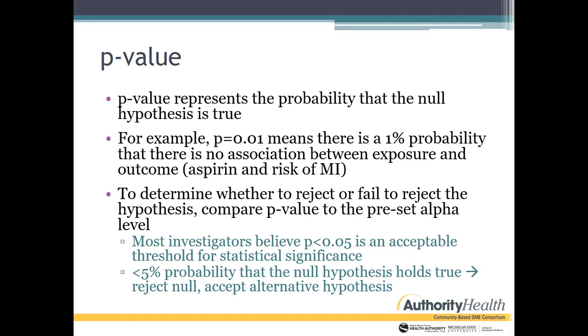To determine whether to reject or fail to reject the hypothesis, we compare the p-value to the preset alpha level, and this is what we were just talking about. Most investigators believe a p-value of less than 0.05 is an acceptable threshold. So all that's saying is that there's less than a 5% probability that the null hypothesis holds true, and although you reject the null, you accept the alternative.